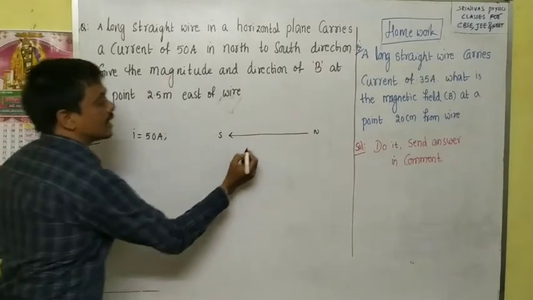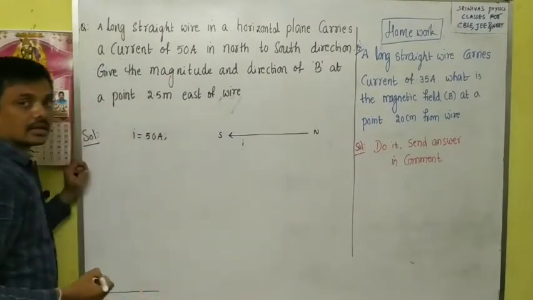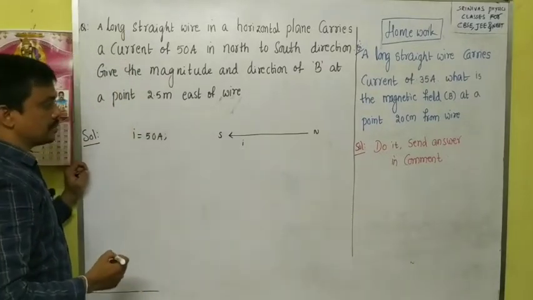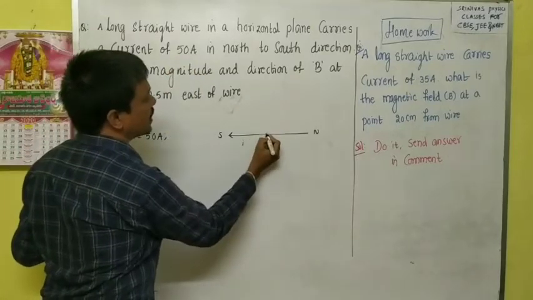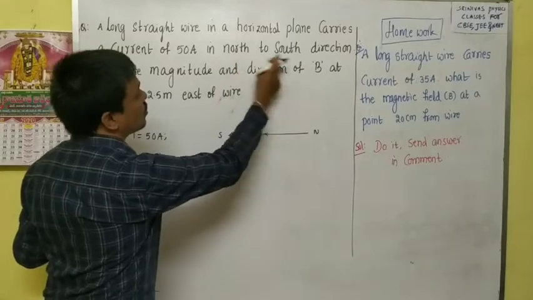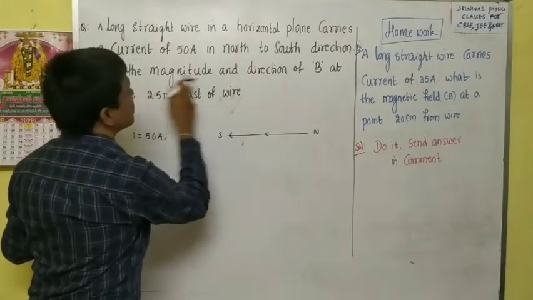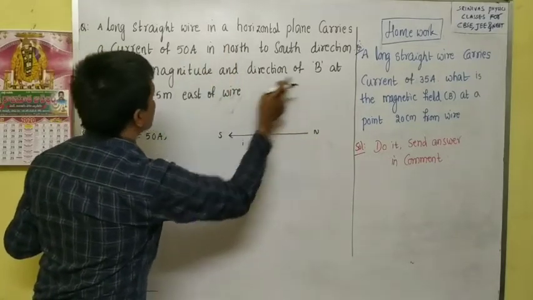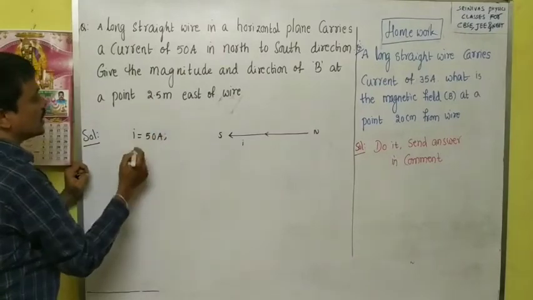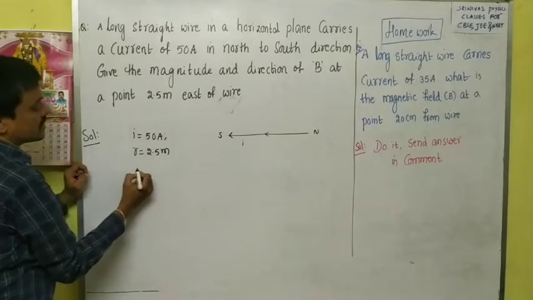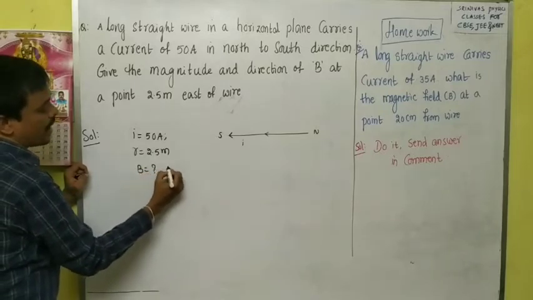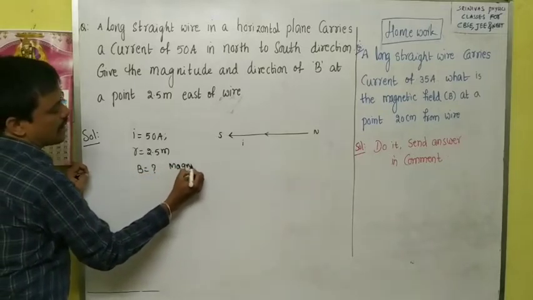Let us see, this is the direction of the current. They are asking something, and now I will tell. The current is 50 amperes. This is a current carrying wire. In that, the current flows from north to south. The current is 50 amperes. They are asking the question: at a distance of 2.5 meters from the wire, what is the magnetic induction, its magnitude and direction?